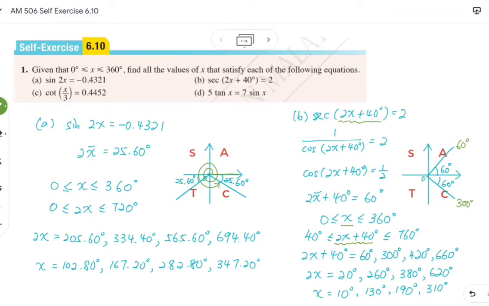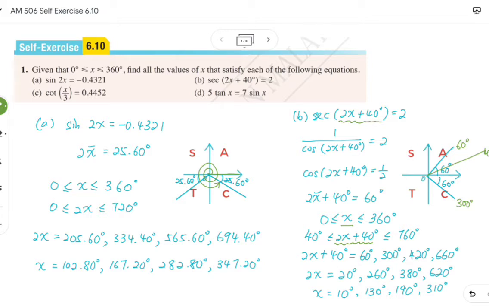First, x will be times 2 and then plus 40. As for 0, 0 times 2 we get 0 plus 40. Therefore, we start from 40 degrees. And 360 degrees times 2, we get 720 plus 40. Therefore, we get 760. So now our 2x plus 40 is equal to 60 degrees. Because our domain is from 40 degrees, we start here and turn 2 rounds.